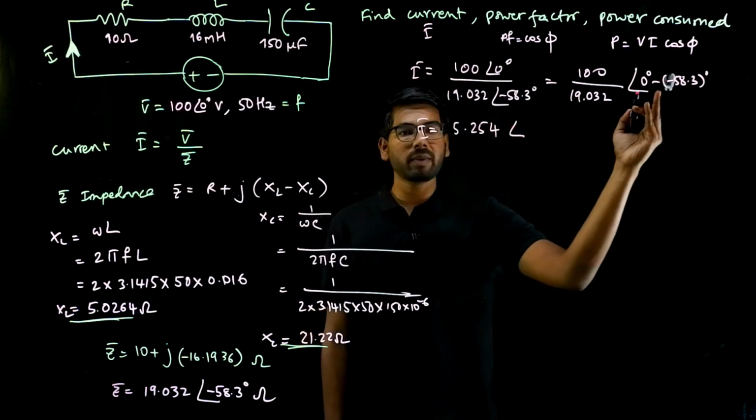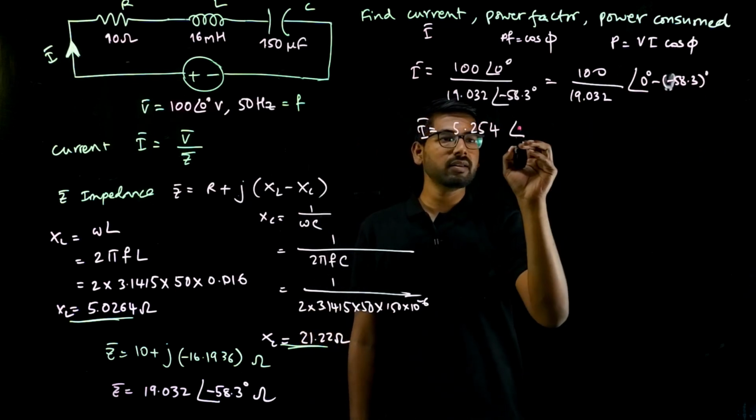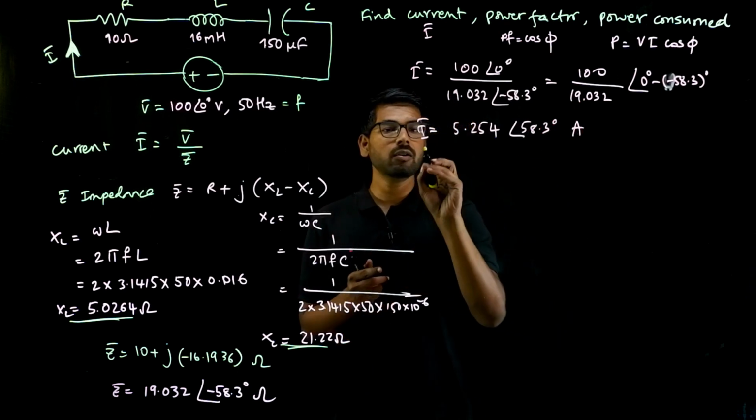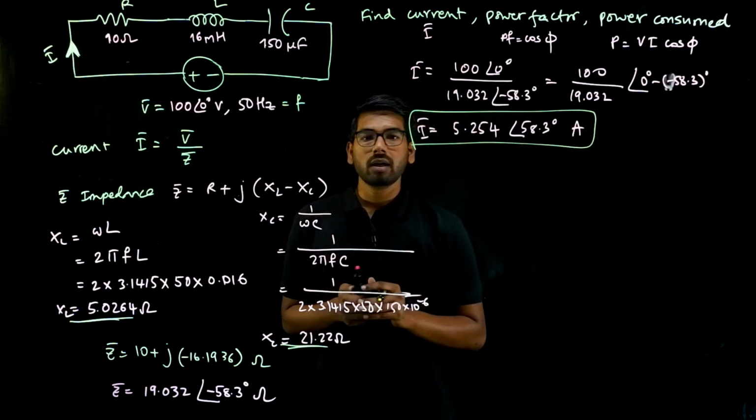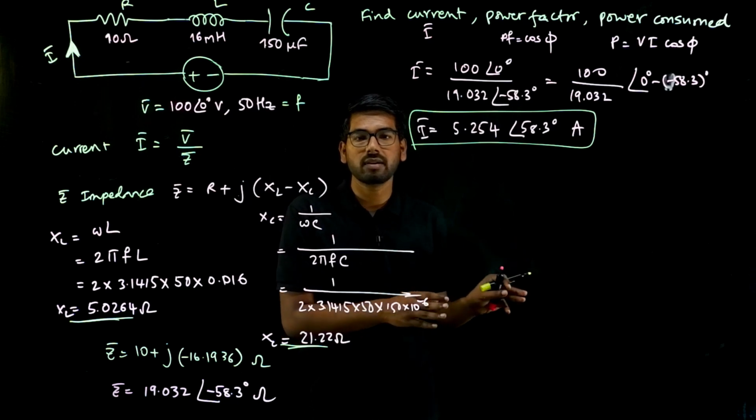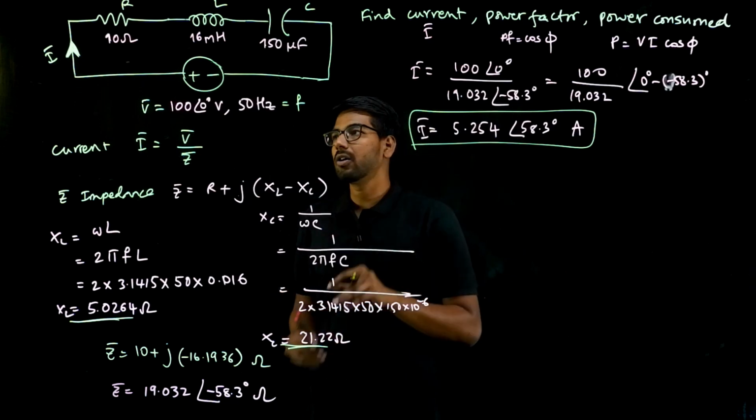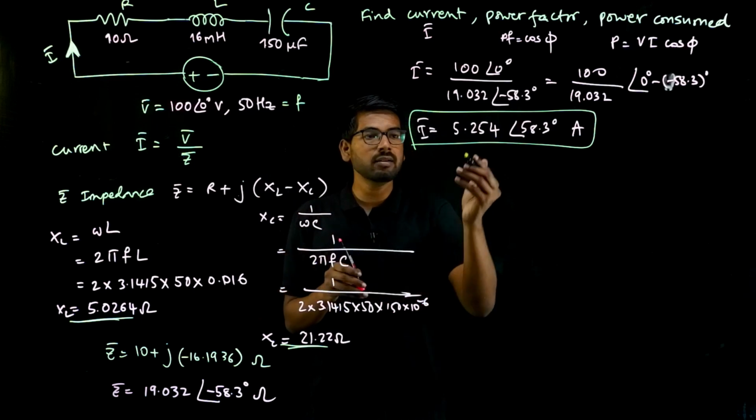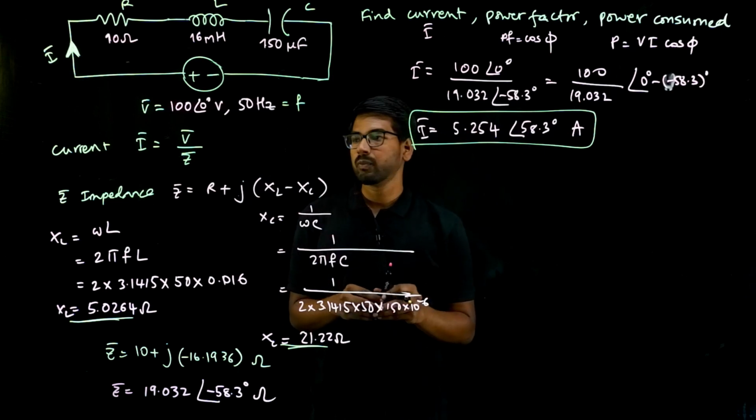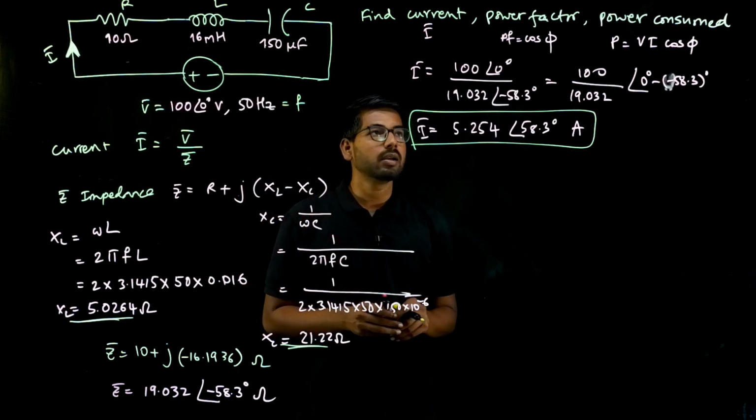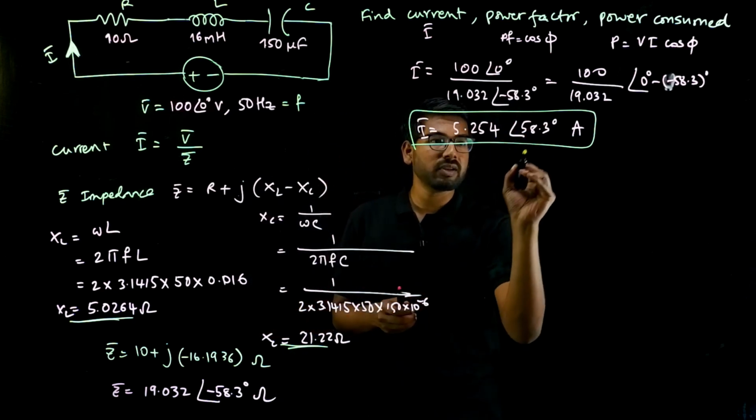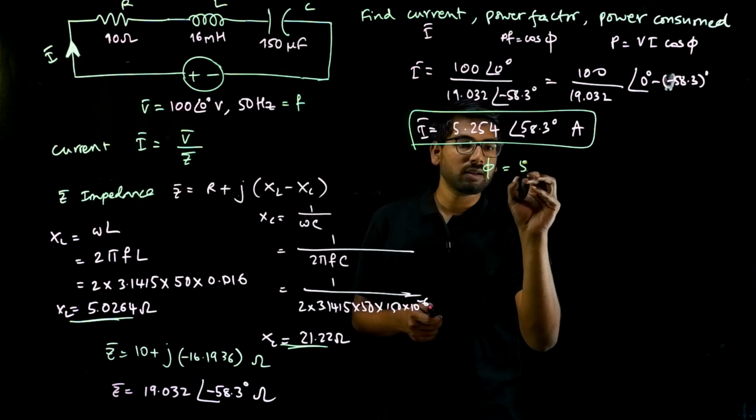5.254 at an angle of plus 58.3 degrees, amperes. Okay, this is the value of I. Unlike DC, where we will get I equal to 12 amperes or 5 amperes, just that. Here I bar, or I, is an AC value. So an AC value must have a magnitude and an angle in degrees. Okay, so that's I bar. And this angle in I bar, 58.3 degrees, is the phase angle.